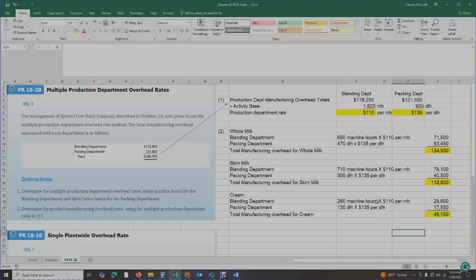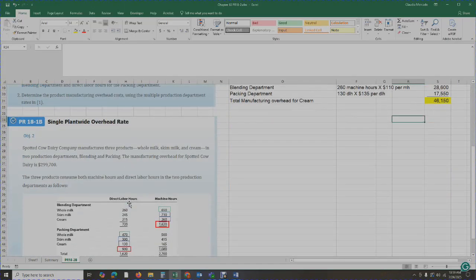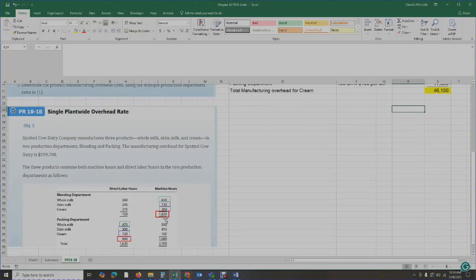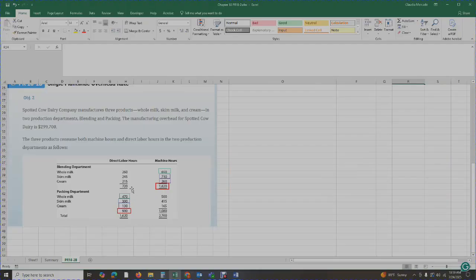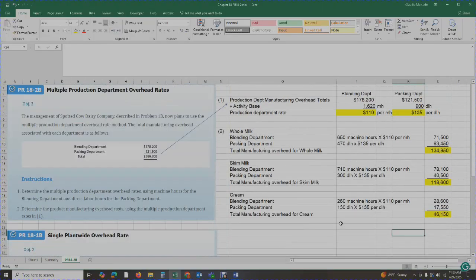Okay. So we've allocated the blending department and the packing department manufacturing overhead costs to the different products, to the whole milk, to the skim milk, and to the cream. And we allocated based on the products, and each of the products had a different allocation base. Remember, for the blending department, we're using machine hours. For the packing department, we are using direct labor hours. So this gives us a more accurate representation of the cost distribution of the manufacturing overhead costs associated with each of the products.